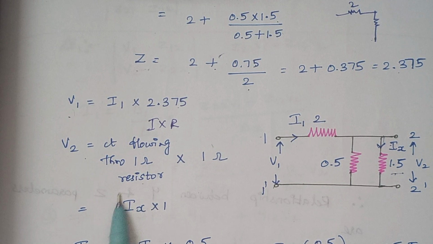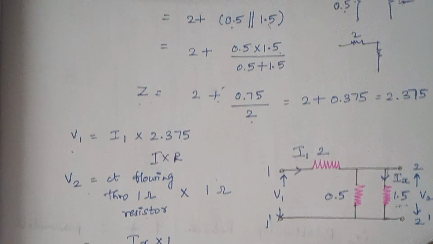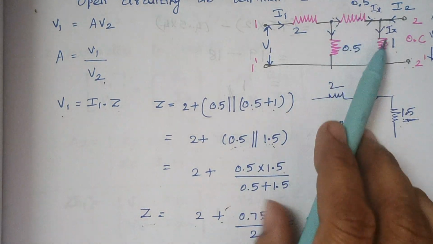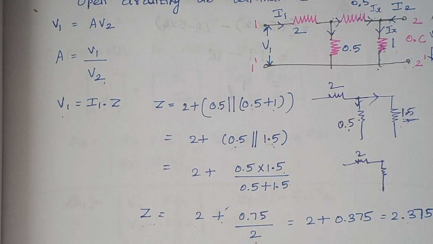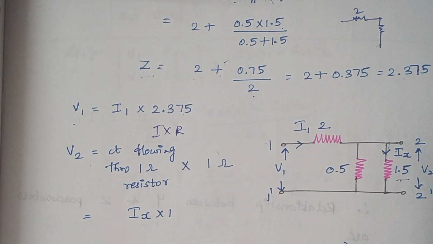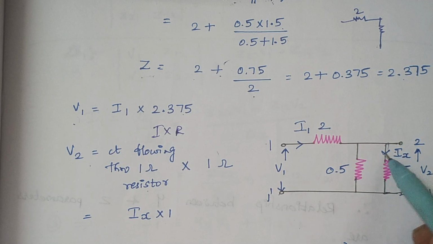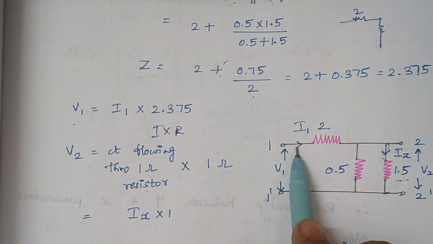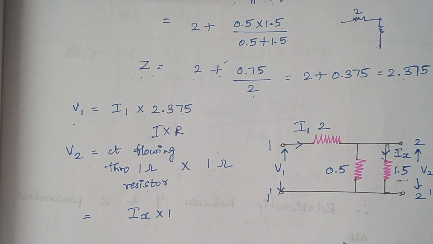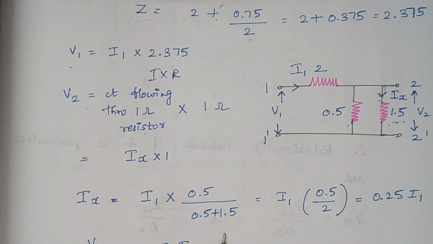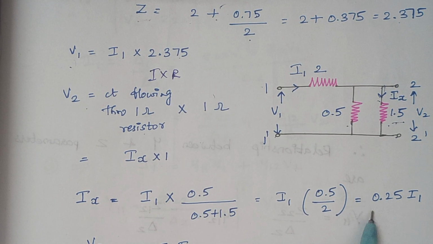Now we are going to find Ix. Just to find Ix, I had combined these two resistors together, because the same current flows through these two resistors. So here our circuit looks like this. How to find Ix? Again by the current division rule. What is the total current? Your total current is I1. So total current into the opposite resistance. The resistance which is opposite to Ix is 0.5, divided by the total resistance, which is 0.5 plus 1.5. This is what I had written here. When you simplify, we end up with Ix equal to 0.25 I1.